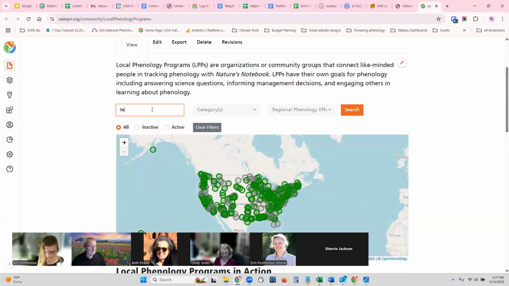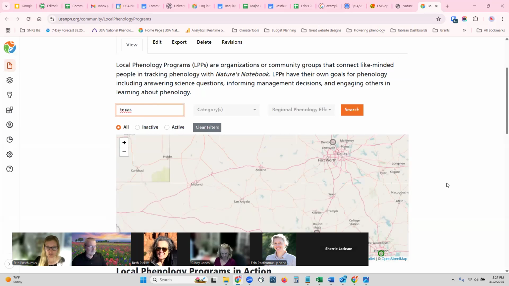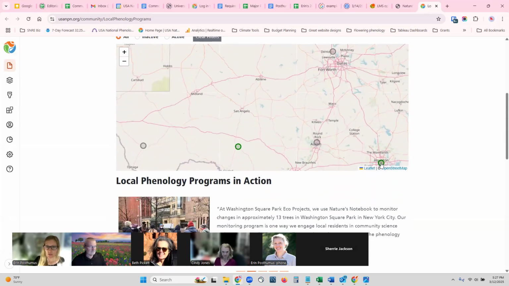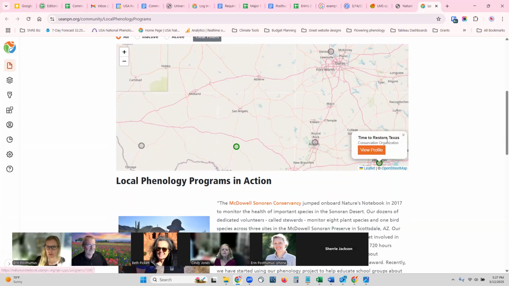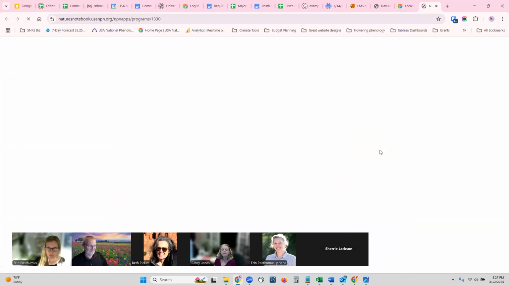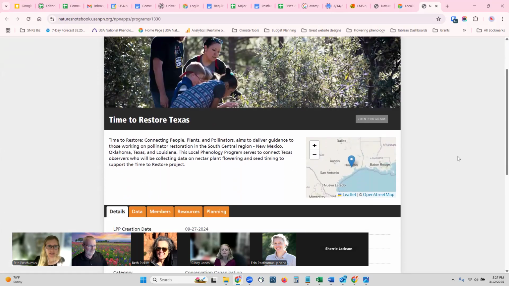If you just type in Texas in this search box, it should narrow it down. It's actually the one here in Houston, we put it in the capital. So Time to Restore Texas, view profile, and then what you'll see if you're not in it is an orange button and you'll be able to click it. But I am already part of this, so it tells me I'm already part of it, so I can't do it. So that's the way you join it. It'll ask you a confirmation step: are you sure, your email's going to be visible? And then just say yes, and then you'll be in it.